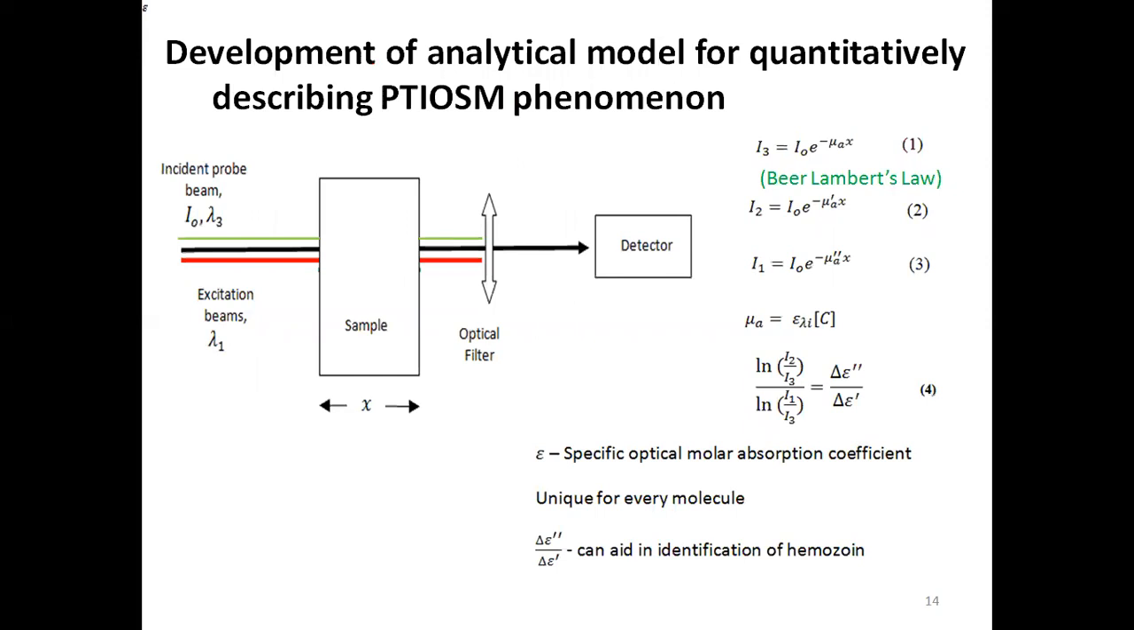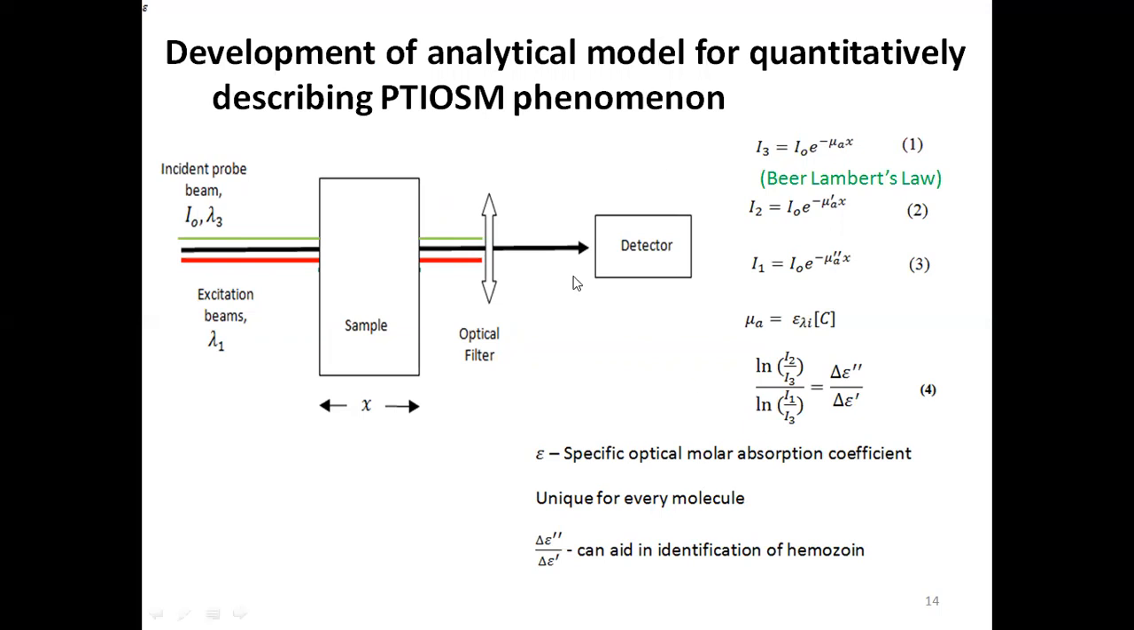So in developing the photothermal-induced optical scattering modulation phenomenon, we made use of a well-known law called Beer-Lambert's law, which governs optical absorption of light in samples, in absorbing molecules.